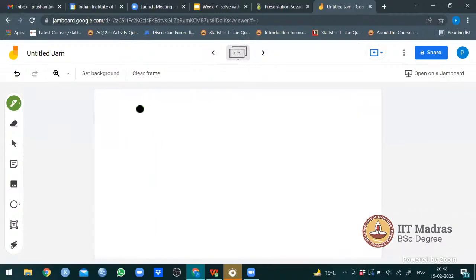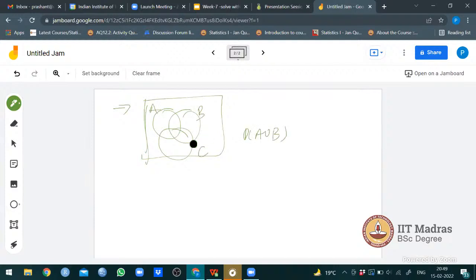When you are facing trouble with a formula, you can simply draw your Venn diagram, A, B, C. Suppose you have to find probability of A union B. For example, I'm considering only 2 events. How will you get this? You can take it as region 1, region 2, region 3. So what will this be? Probability of region 1 union region 2 union region 3. You can write it as 1 plus 2 plus 3.